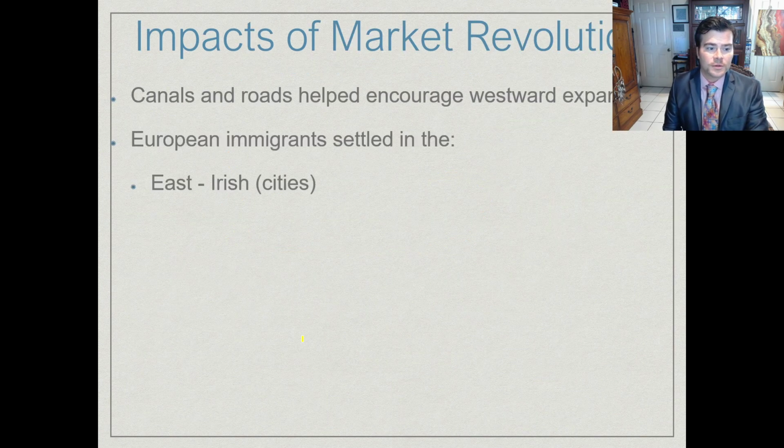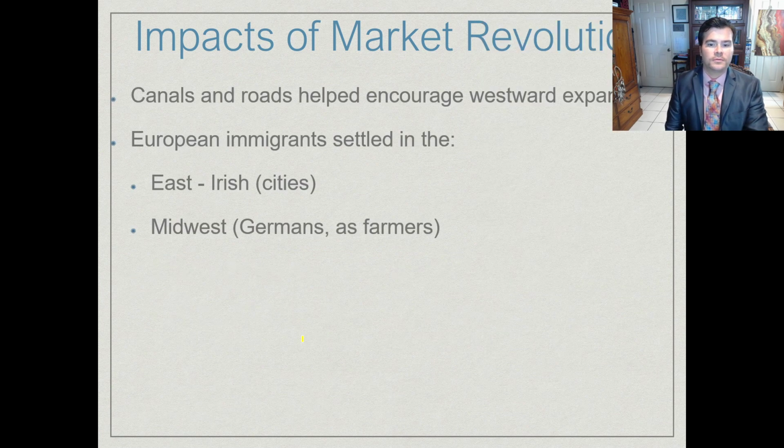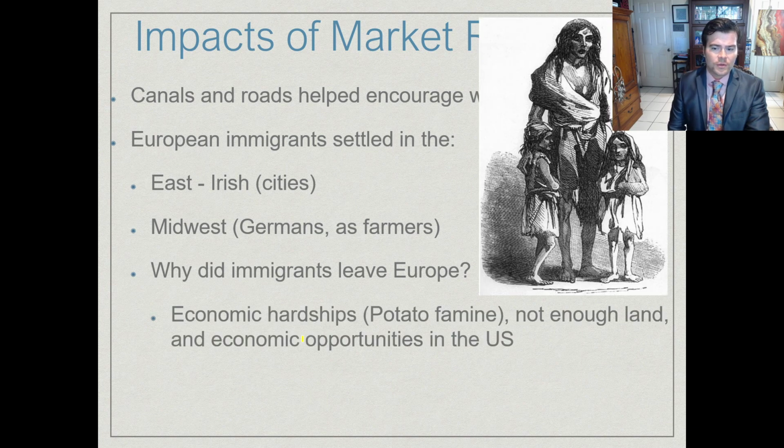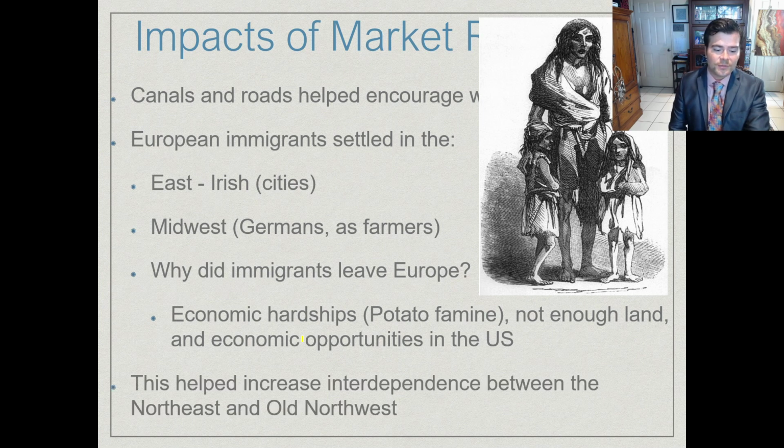Impacts of the market revolution. Oh yeah. So, okay. So canals and roads help propel us toward the west and fueled manifest destiny. European immigrants are going to come in. The Irish are going to settle in the eastern towns like New York City, Boston. Germans, they're more skilled laborers, and they had crafts. They're going to settle in the Midwest as farmers. Why did they leave Europe? Well, economic hardships, too crowded, don't make as much money in Europe. So the potato famine affected the Irish and the Germans. They both love potatoes. This helps increase interdependence between the Northeast and the Old Northwest, right? So just these huge immigrant groups are going to connect those two regions.